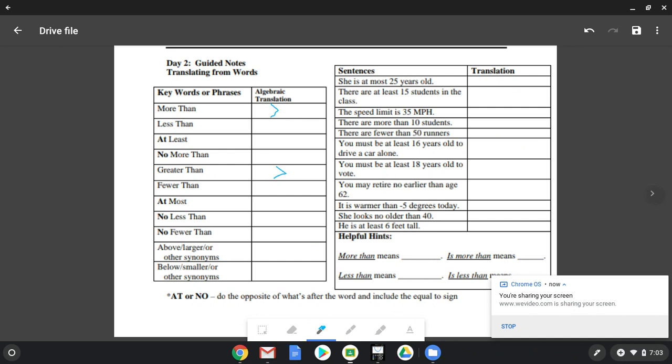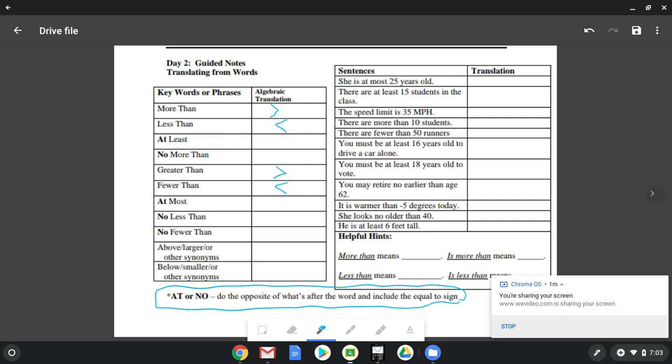If I see less than, that's the one that's shaped like an L. So it looks like that. Fewer than is the same as less than. So that one's an easy one too. Now, these other ones with the words at or no, those are the tougher ones. If we take a look down below here, if you see the word at or no, you always do the opposite of what's afterwards.